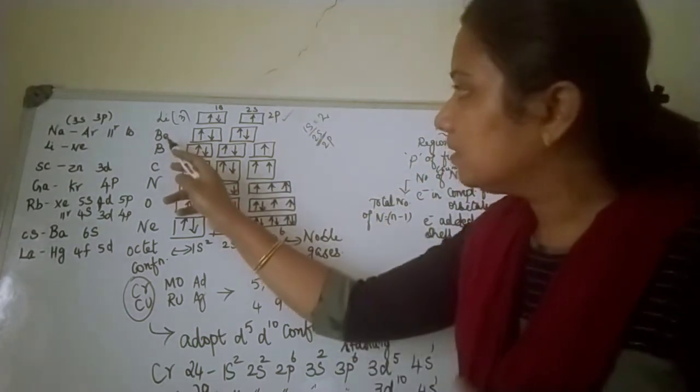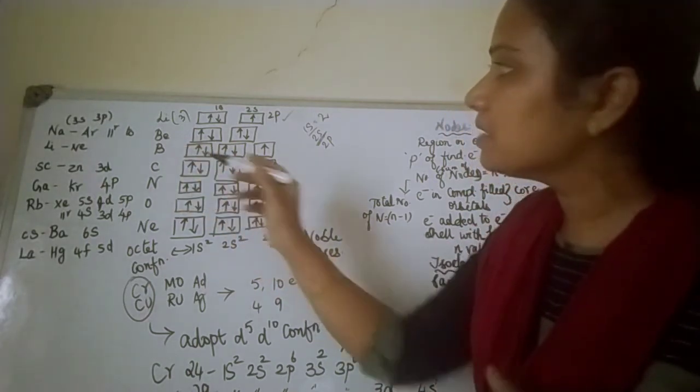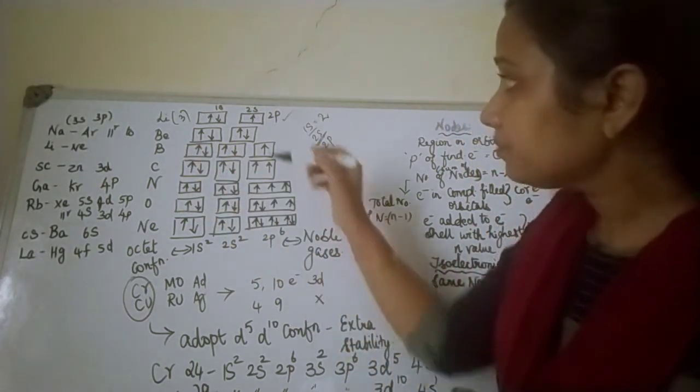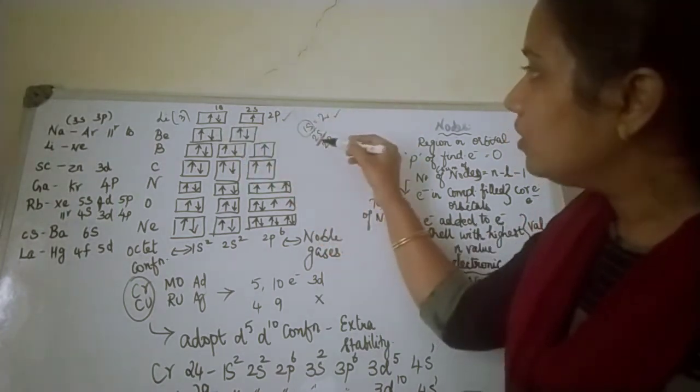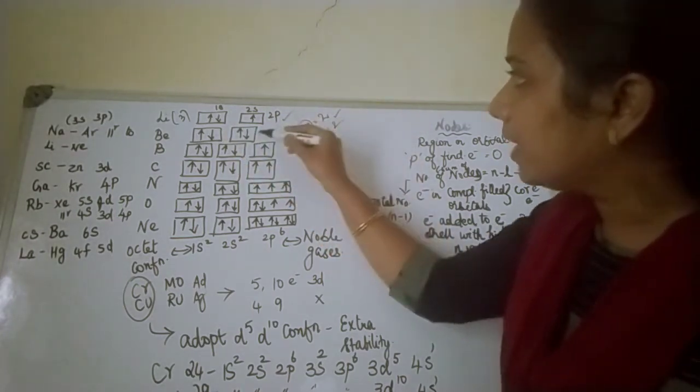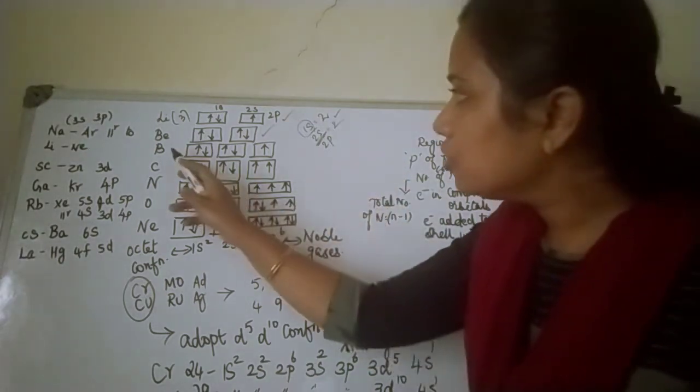What is the fourth element? It is beryllium. Beryllium's atomic number is 4. So how much can your 1s accommodate? 2. I have filled it. How much can your 2s accommodate? 2. So I have filled that 2. Done. Now coming to boron.